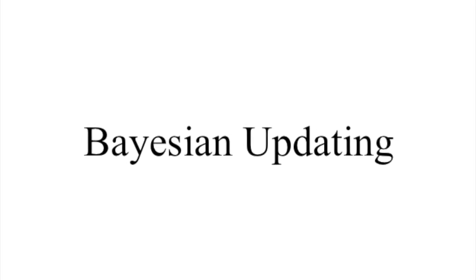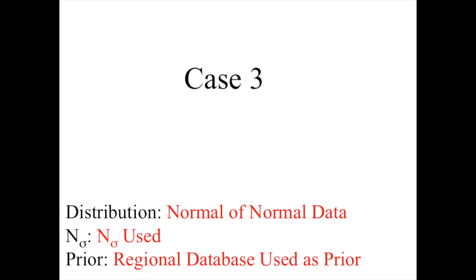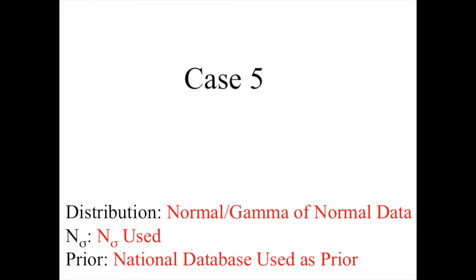Therefore, the Bayesian updating procedure was utilized for cases 2 through 5. For case 2, the normal distribution of the normal data in the Bayesian 2004 database was used as a prior. For case 3, the normal distribution of the normal data in the Abu-Farsak et al. 2010 database was used as a prior. For case 4, the normal distribution of the natural logarithm of the data in the Abu-Farsak et al. 2010 database was used as a prior. And for case 5, the normal distribution of the normal data in the Bayesian 2004 database was used as a prior.